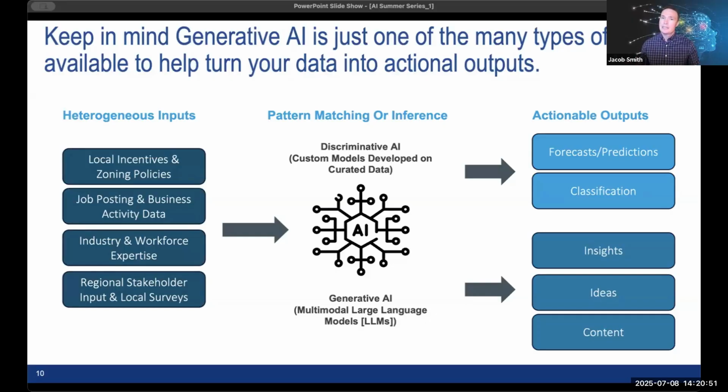So for some use cases, a discriminative AI model would work best. These are those custom, smaller, less complex models that can give you forecasts, predictions, and do classification. Or in some cases, maybe you have a really huge body of text or image data, and you actually want to try to glean some more in-depth insights out of that data, generate ideas based on that data, or generate content or curate content as a result of what is within the data sources that you have.